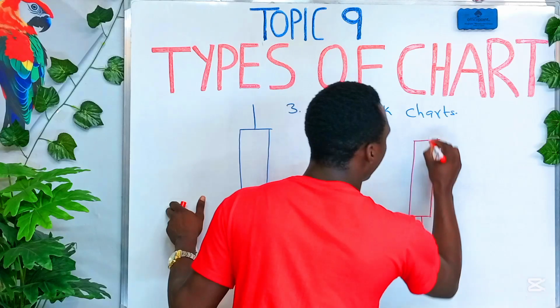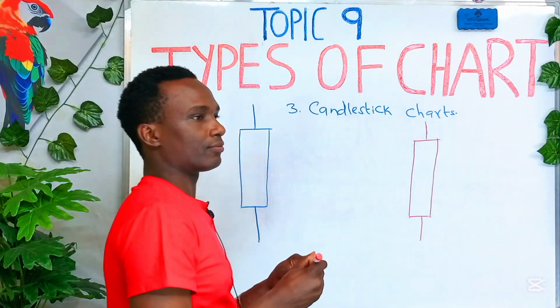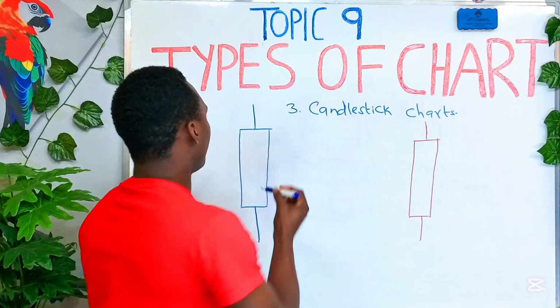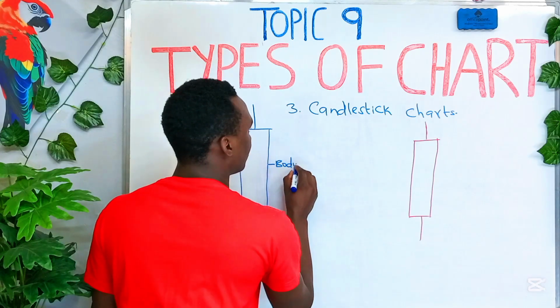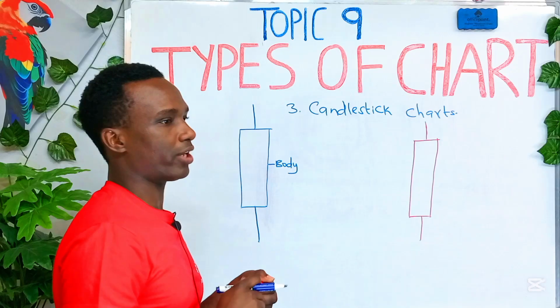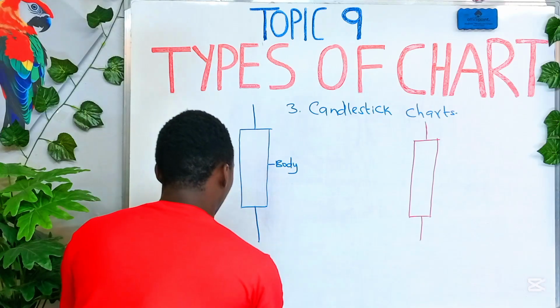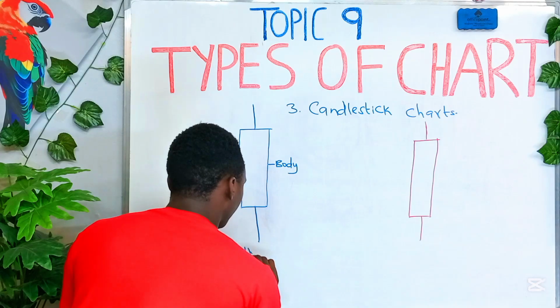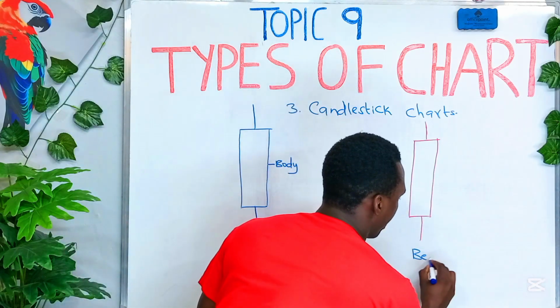We have a wick here and a wick there. All right? Okay? So this one represents what? The body of the candlestick. Okay? Remember, this one is a bullish candlestick. This one is bullish and this one is bearish.